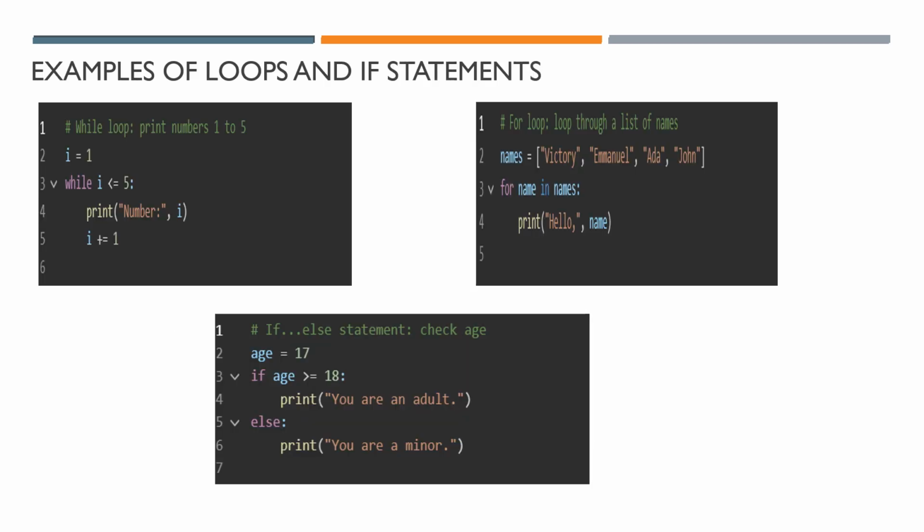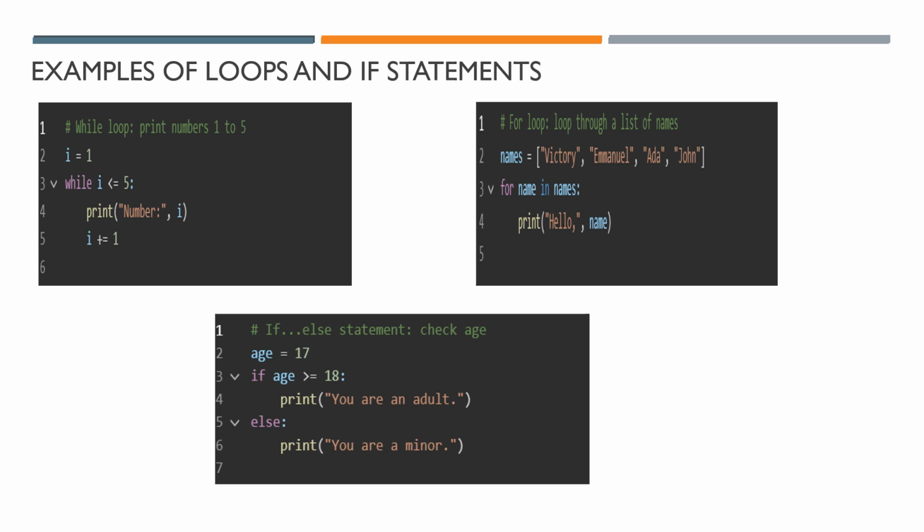In this first example, we have a while loop. Here, we're printing numbers from 1 to 5 while using a while loop. The condition is i is less than or equal to 5, and we increment i inside the loop with i plus equals 1. No parentheses are required around the condition, and indentation handles the block scope instead of curly braces. This makes the loop simple and clean to read.